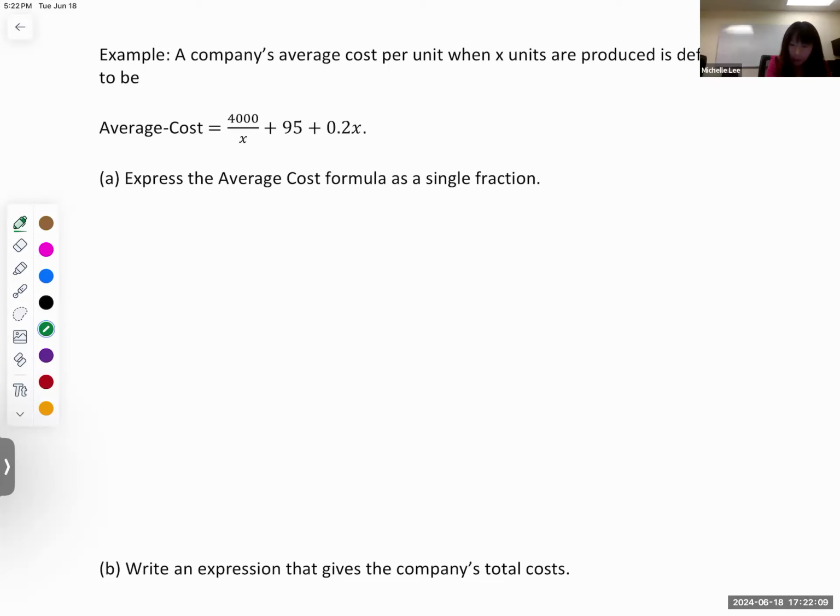A company's average cost per unit when x units are produced is defined to be the average cost. The first one: express the average cost formula as a single fraction. Okay, single fraction. So we have to make a common denominator.